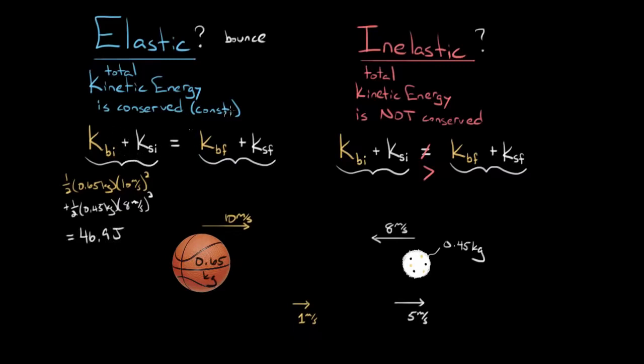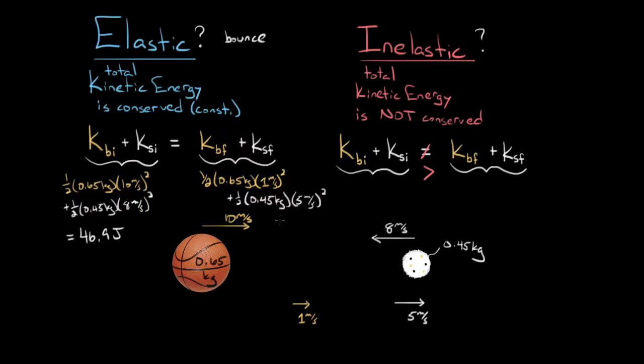So is this equal to the final amount? Let's just find out the final amount of kinetic energy. If I take the final speed of the basketball and use that to find the final kinetic energy of the basketball, I'd have 1/2 mass of the basketball times the final speed, which is only 1 meter per second, and I still square it. And then I have to add to that the final kinetic energy of the scoop of ice cream, which is going to be 1/2 the mass of the scoop of ice cream, times 5 squared, because 5 was the final speed of the scoop of ice cream.